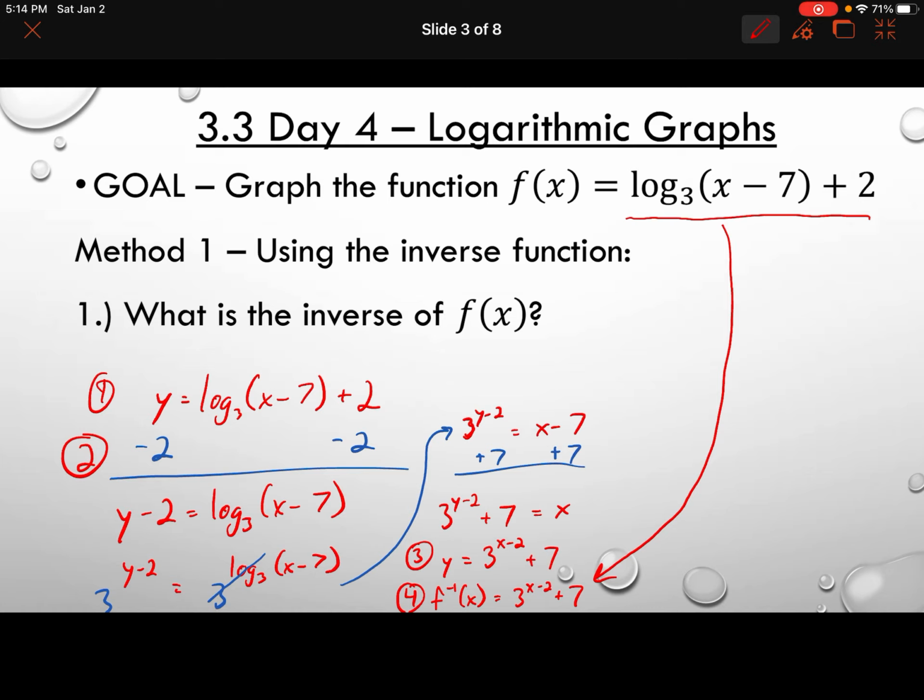So that's the inverse. So that's 1. That's the first thing that we do. And you'll see why in a second. All right.